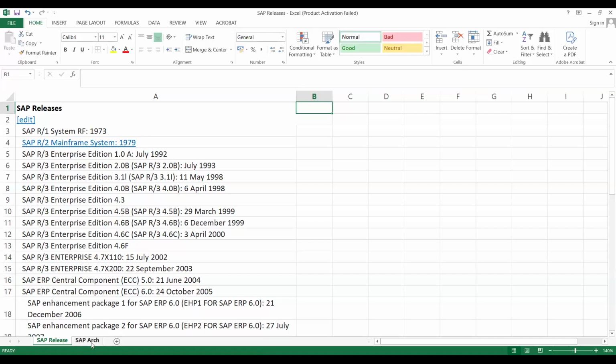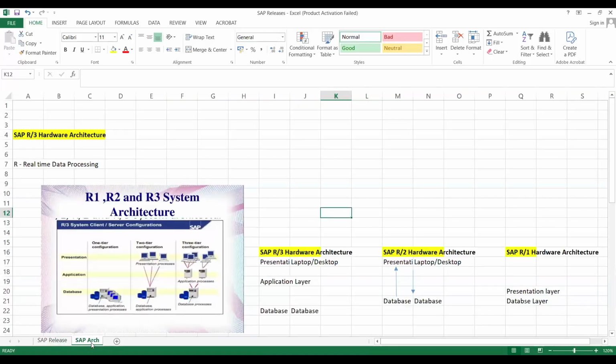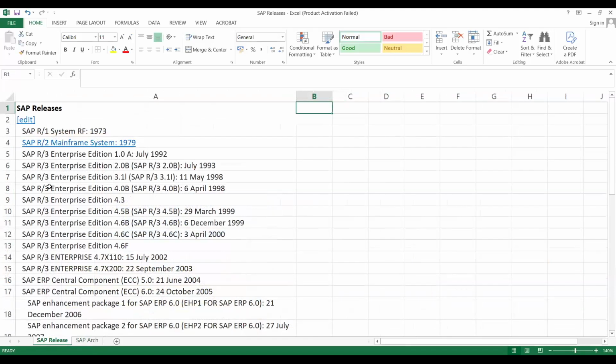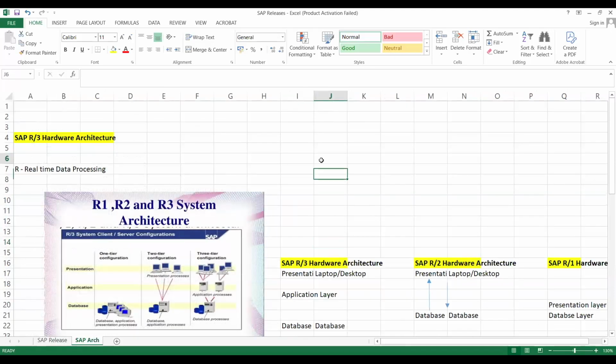Now when we talk about SAP as a server, as hardware, what exactly is SAP? This is how the SAP R3 hardware architecture is represented. These are the releases R1, R2, R3. These are different releases, but since R3, SAP is using this one. So let's understand R1, R2, R3.